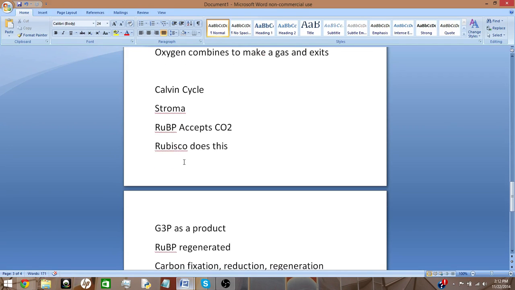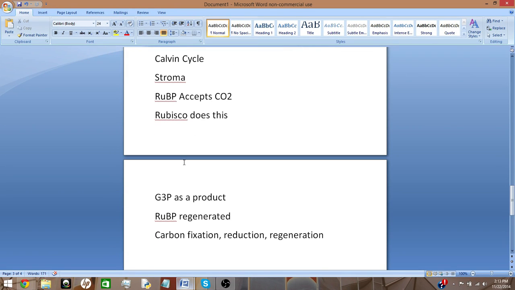The Calvin cycle is the second and last part of photosynthesis, and it occurs in the stroma, which is outside of the thylakoid, which is where the thylakoid is in. RuBP accepts carbon dioxide, and Rubisco does this. It adds RuBP and carbon dioxide together.